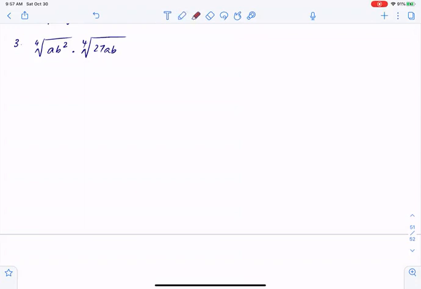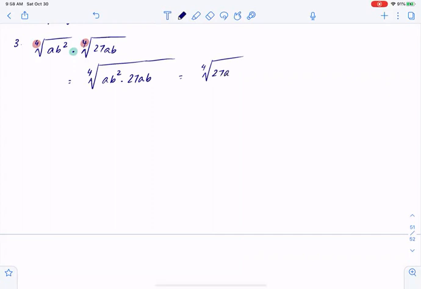Since the roots are identical and we are multiplying, we will have the fourth root of ab squared times 27ab. That gives 27, a times a squared, b times b squared, which is b cubed. So that would be the final answer.